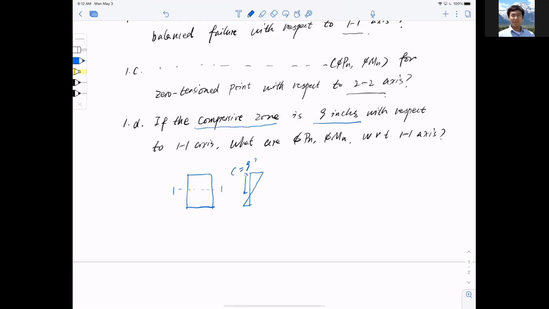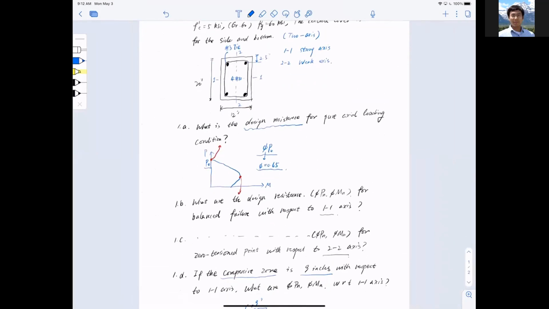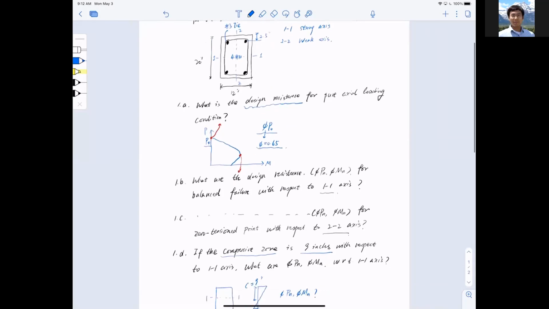And for that, we're asking what about my phi Pn and what about my phi Mn? Okay, so that's 1D. This is a typical final exam problem on the column. So you have 1, 2, 3, 4 problems. A little bit different is that 1C is talking about with respect to the 2 axis, so you have to go through some hoops to get around it. All right, so let's talk about how we're going to solve this problem.